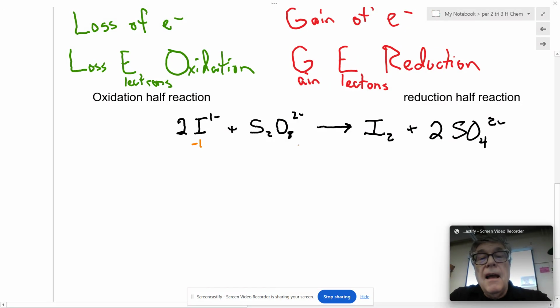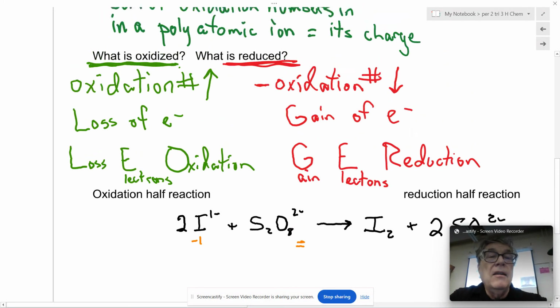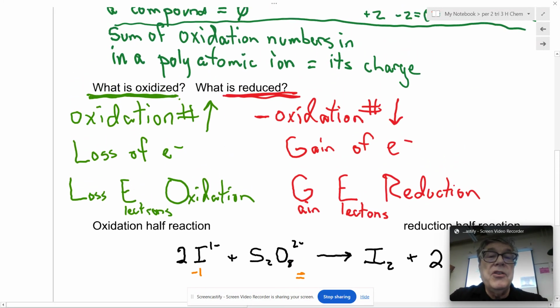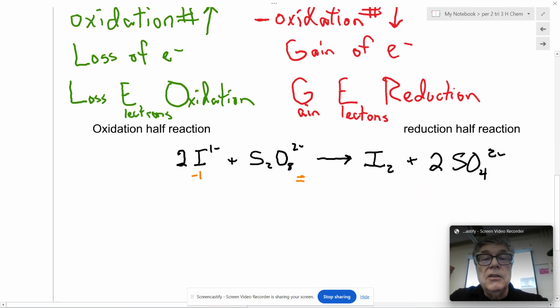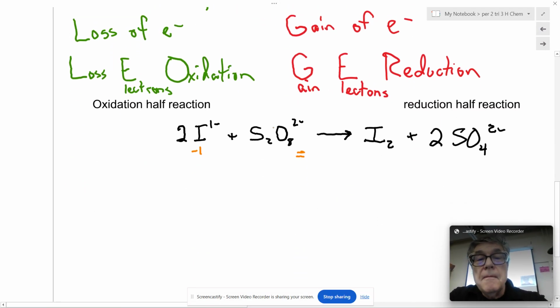Now, I'm going to remind you, rule number 5 up there was the sum of the oxidation numbers in a polyatomic ion is equal to its charge. So here, we have a polyatomic ion, and the sum of its oxidation numbers is equal to its charge, so it's -2. So when we add all of these oxidation states together, it'll come out to -2.